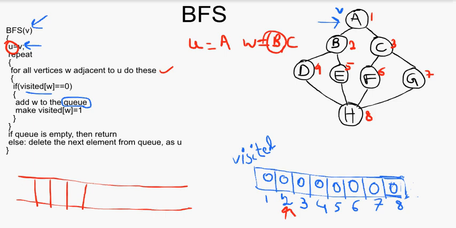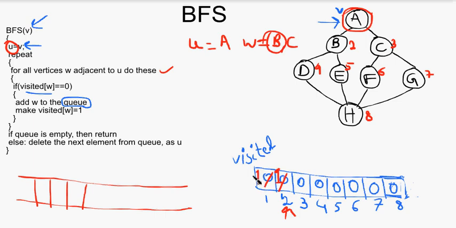Right. So add W to the queue and make the visited of W 1. So we make this 1. Okay. Don't you think we have missed out something? Ask yourself. We have visited this node, but we have not marked it. So once you're starting from this, you have to mark it that it's 1 here.